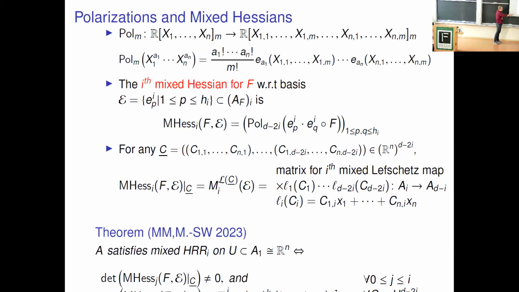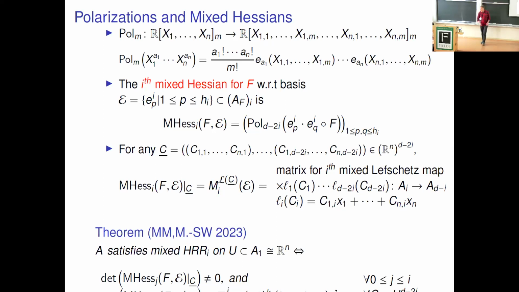So A satisfies mixed Hodge-Riemann in degree I on U, if and only if for all j up to I and all choices of C underline and U to the D minus 2j, the mixed jth Hessian at C underline is non-singular, and its signature is this alternating sum of first differences of the Hilbert function up to degree j. Okay, it's complicated, but you can just check the signature of the mixed Hessian matrices and verify the mixed Hodge-Riemann. That's my point.